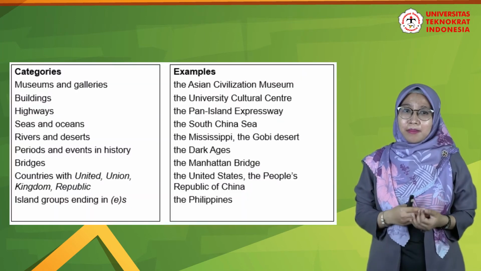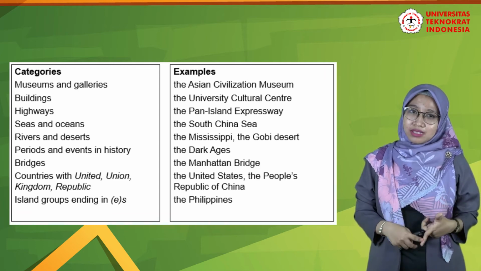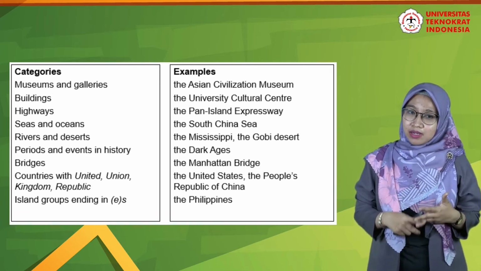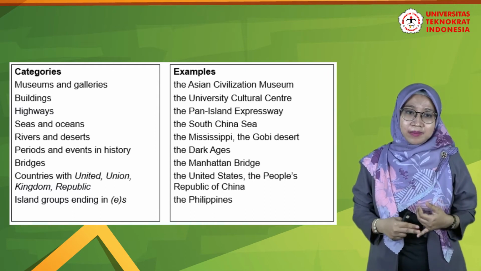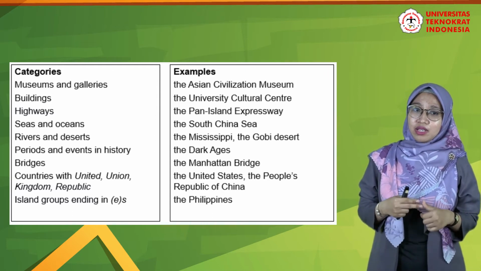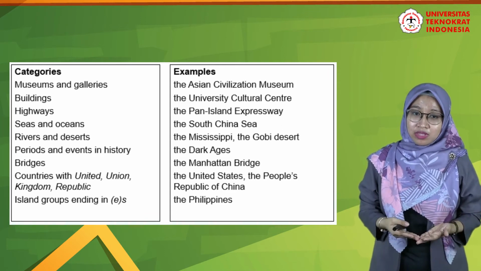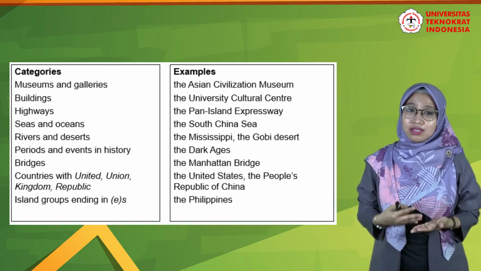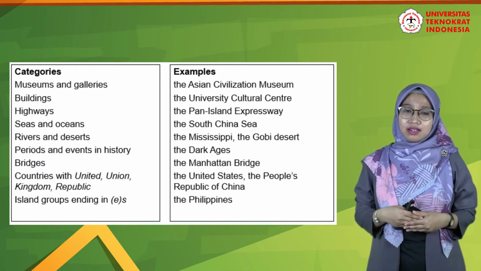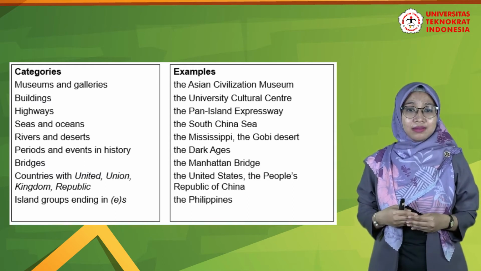Okay, the next rule is some proper nouns require the. It's different from the previous one. The previous categories do not require the, but these ones require the. Some categories are museums and galleries, buildings, highways, seas and oceans, rivers and deserts, periods and events in history, bridges, countries with united, union, kingdom or republic, and the last one is island groups ending in es.